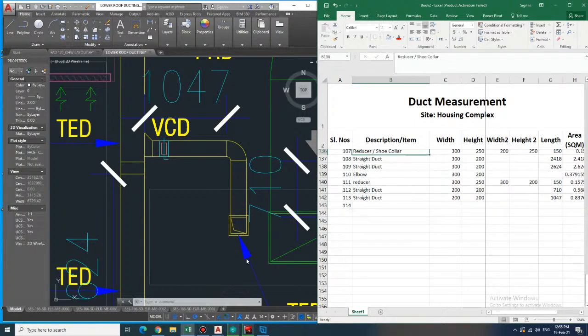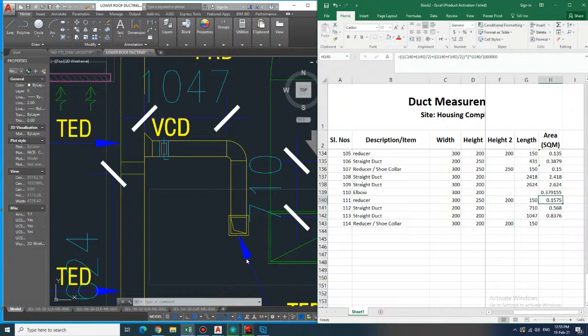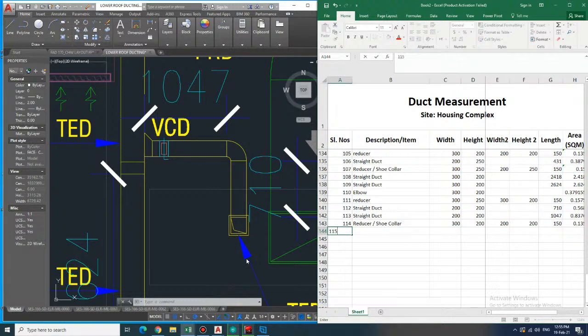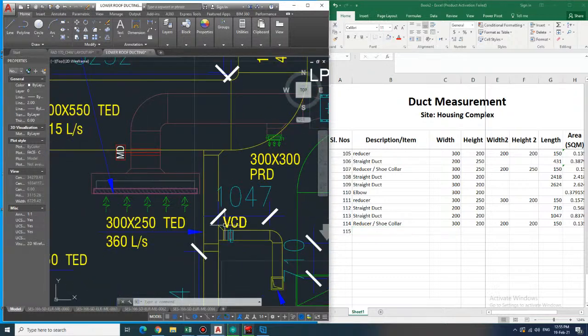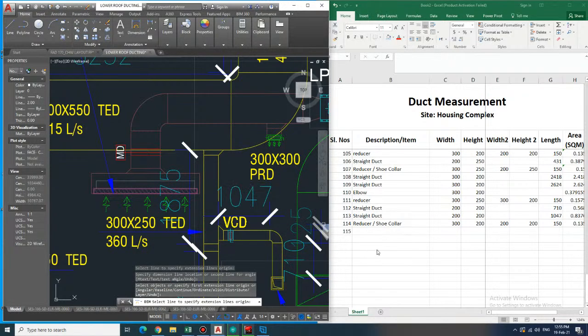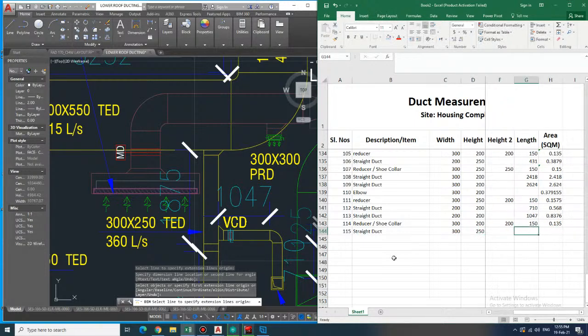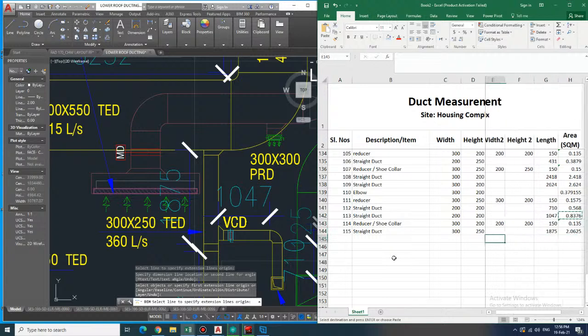That is a reducer shoe collar. It will be 300 by 200, 200 by 200, 150 length. So reducer equation here. We get that one. Go to 1.5. So this one is balanced. We'll take this one. Straight duct 300 by 250 length 1875. Go to straight duct equation. Apply here. Finish.